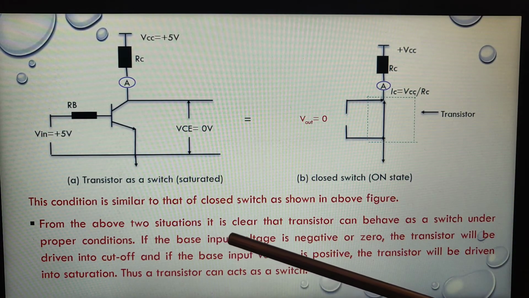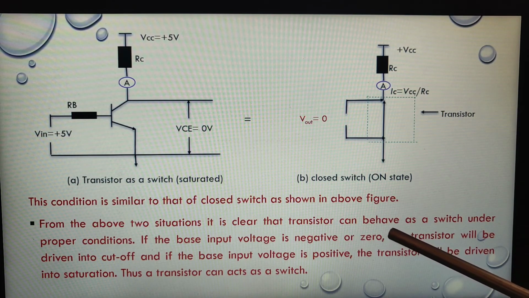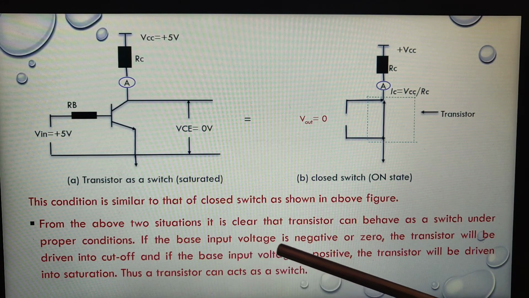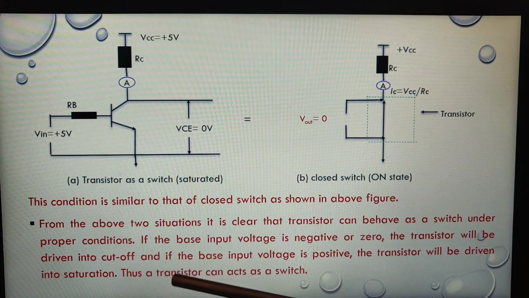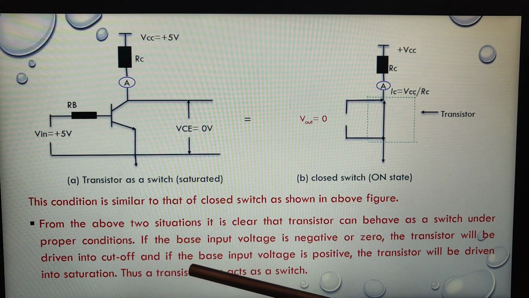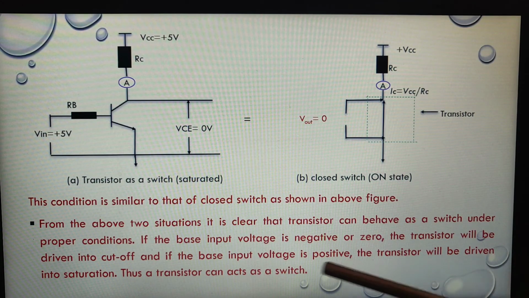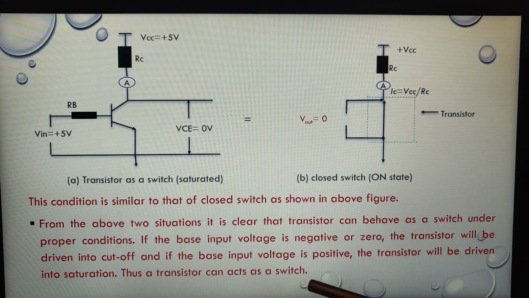From the above two situations, it is clear that a transistor can behave as a switch under proper conditions. If the base input voltage is negative or zero, the transistor will be driven into cutoff, and if the base input voltage is positive, then the transistor will be driven into saturation. Thus, a transistor can act as a switch.